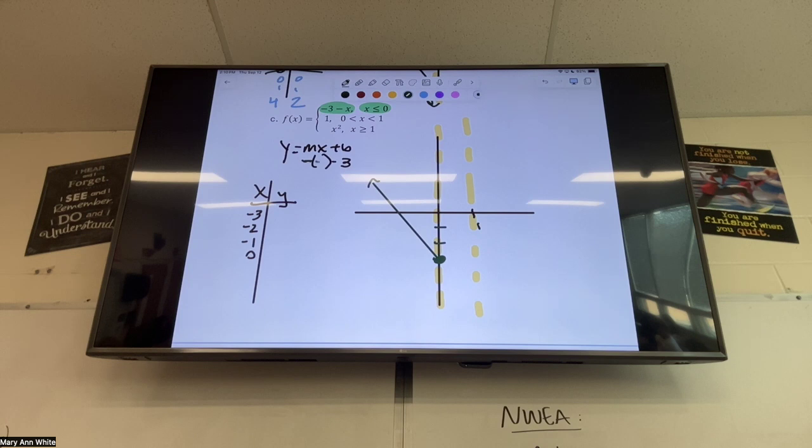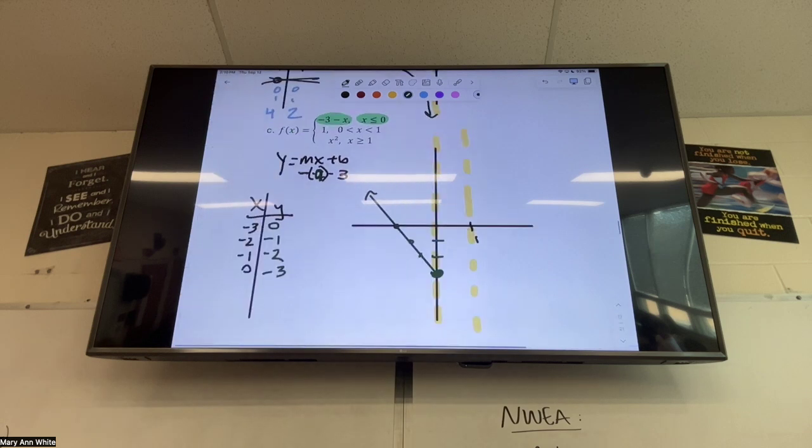So I could do -3 minus 3, which would be 0. I could do -2 minus 3, which would be -1. I could do -1 minus 3, which would be -2, and then I could do 0 minus 3, which is -3. That's what all of these points are anyway. I don't know if I'm explaining that well. Are we okay with that? Okay.